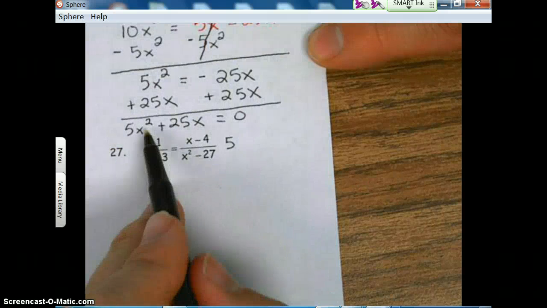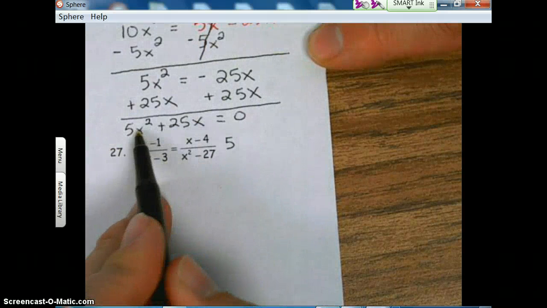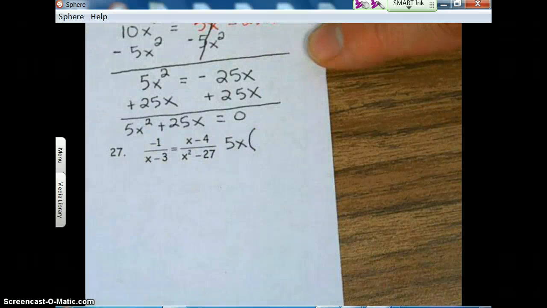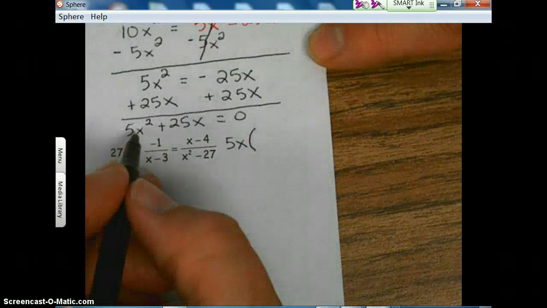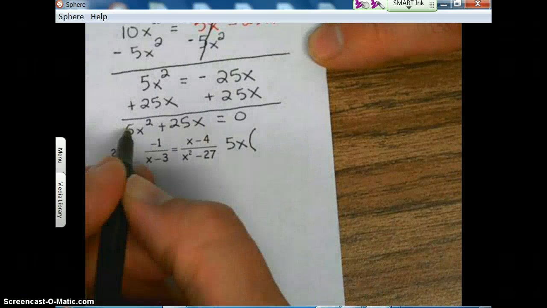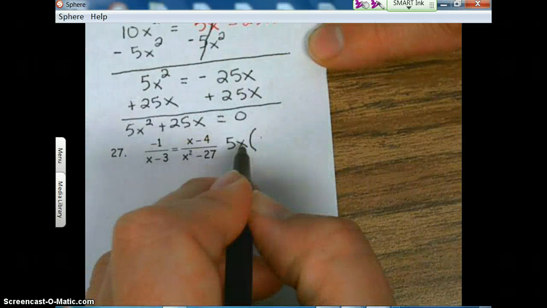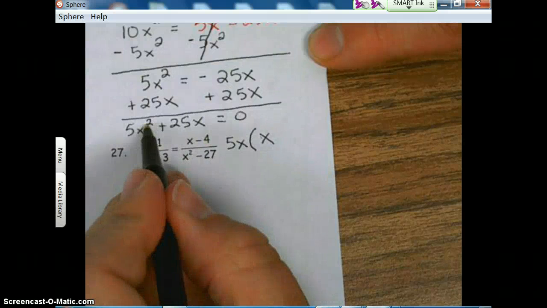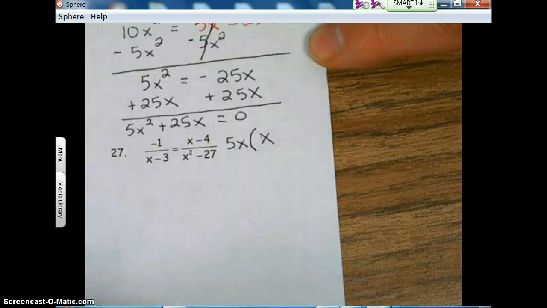I'm going to look at both of these terms and notice that I can factor an x out of both of them. So I'm going to factor out a 5x. Remember, factoring means to divide. So going back here, 5x squared divided by 5x. Well, 5 divided by 5 is 1. X squared divided by x is x, since 2 minus 1 is 1. Okay?